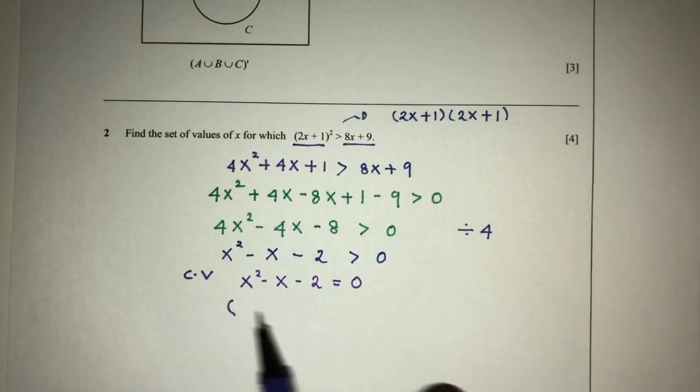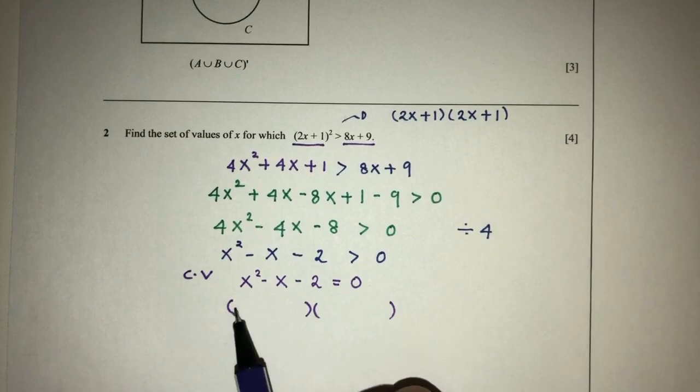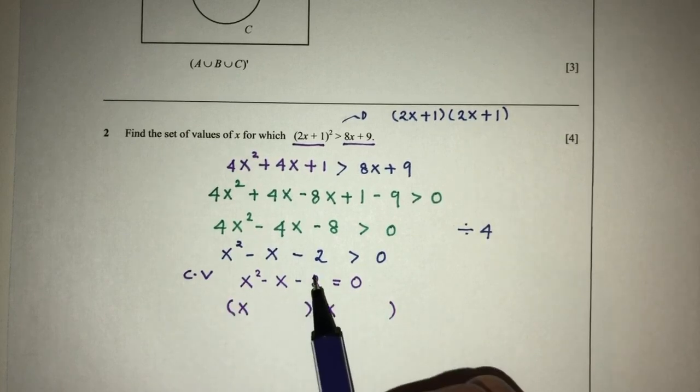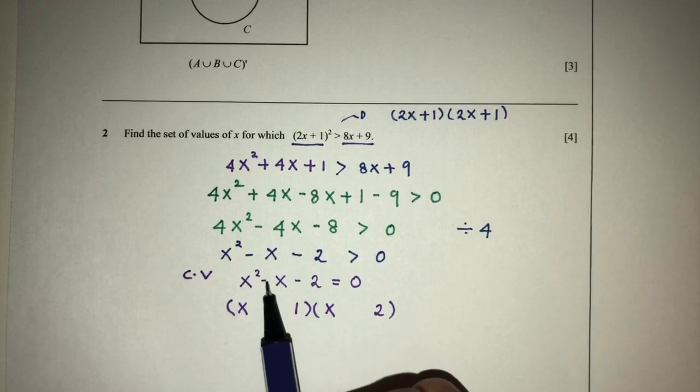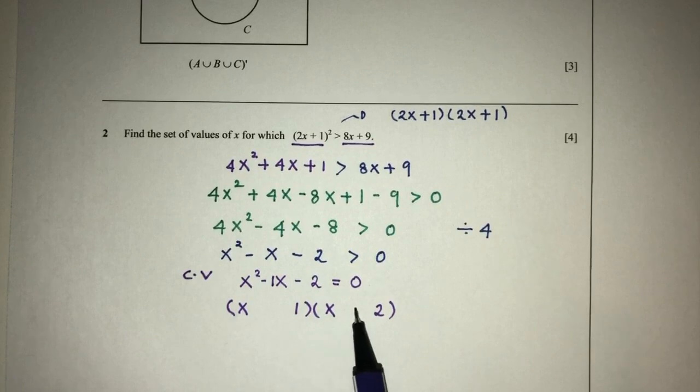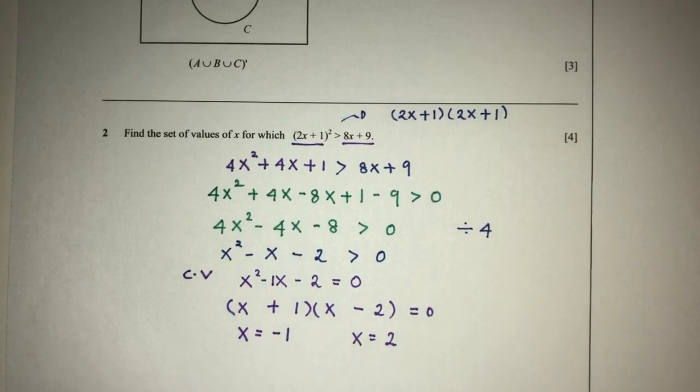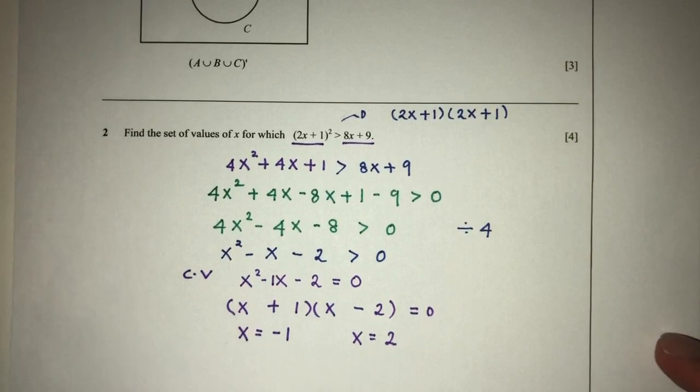Then you factorize. You will have x here, 2 is 2 times 1, so 2 times 1. To get minus 1, we have to have minus 2 plus 1. So you will have the value of x to be minus 1 and the value to be 2. But now this is not your answer. This is the critical values.